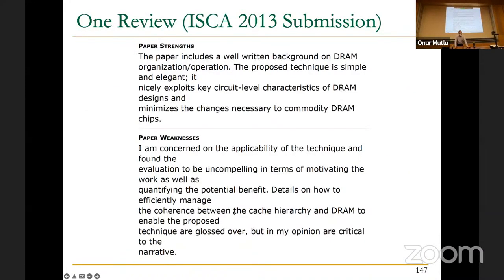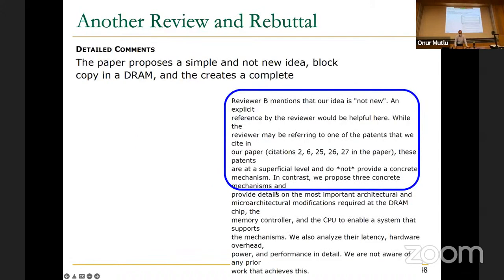Basically, reviewers are concerned about the applicability and coherence issues that we discuss in the paper. Basically, they want solutions to other problems. Coherence, for example, is clearly a problem when you do some computation or data movement inside memory. But that's also a problem when you do the computation or data movement through the DMA. If you do the data copying through the DMA, we argue in the paper that we don't need to change coherence. If you do it through the DMA like today, essentially you can get the benefits, minus the coherence overheads. That's discussed in the paper, but the reviewers don't like it for some reason. I don't remember why.